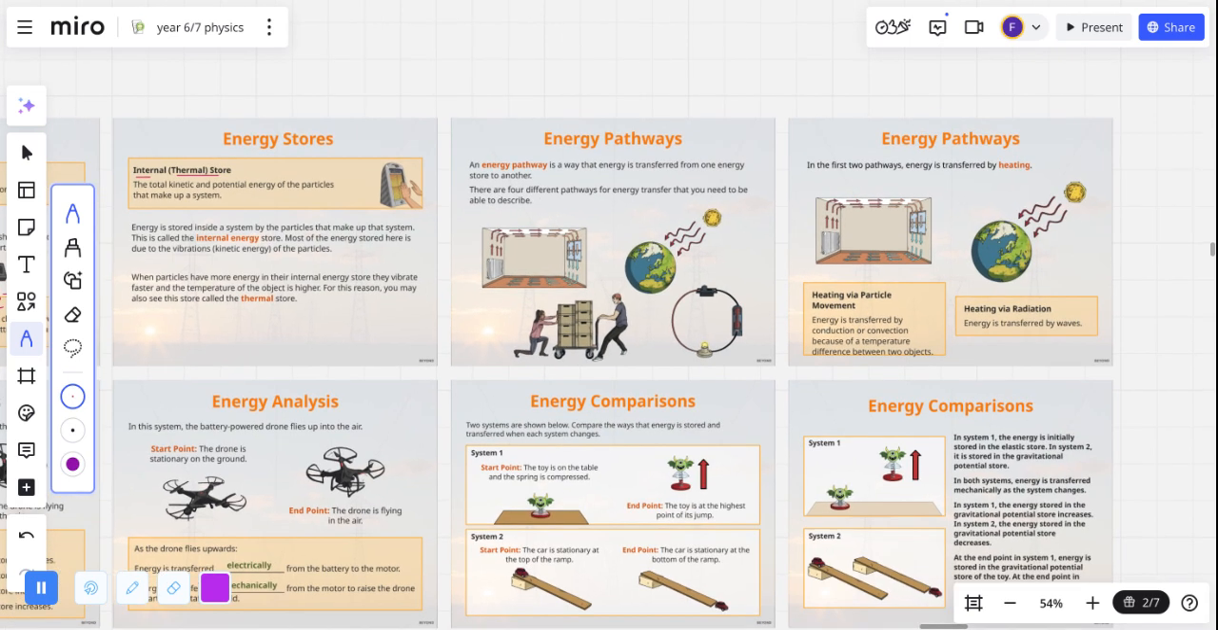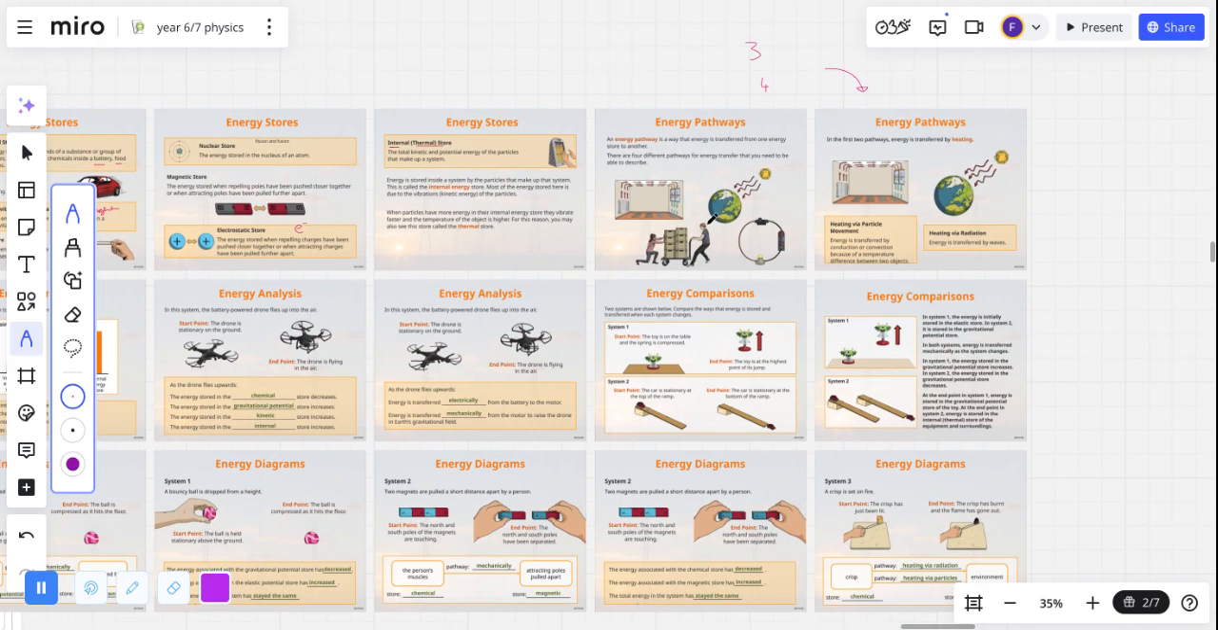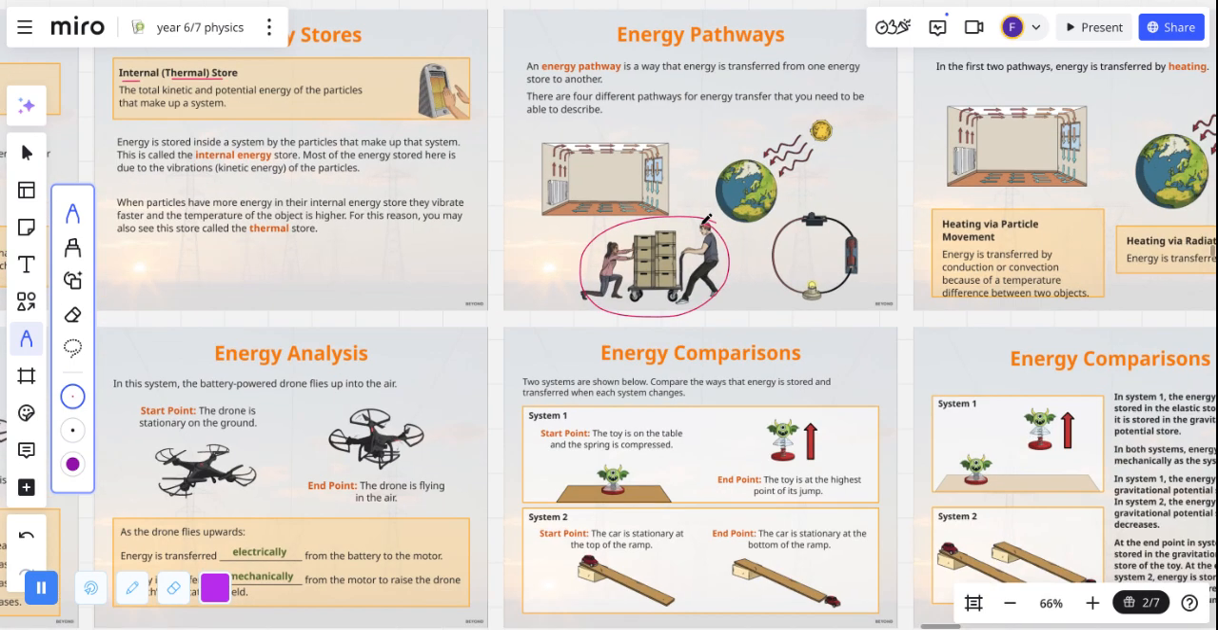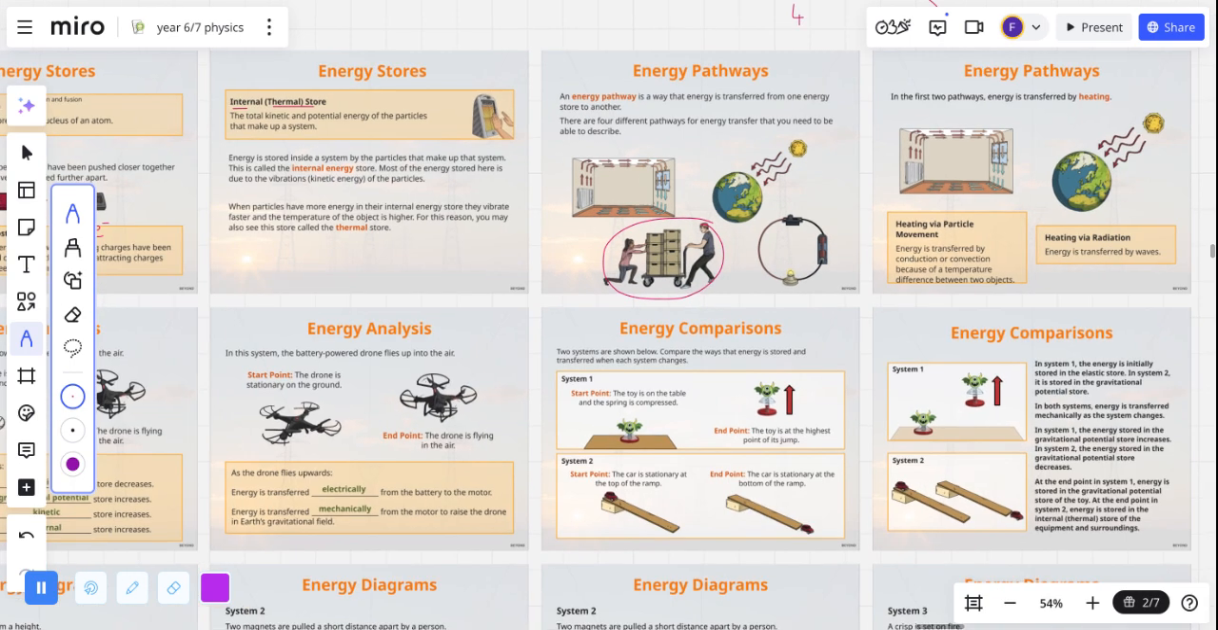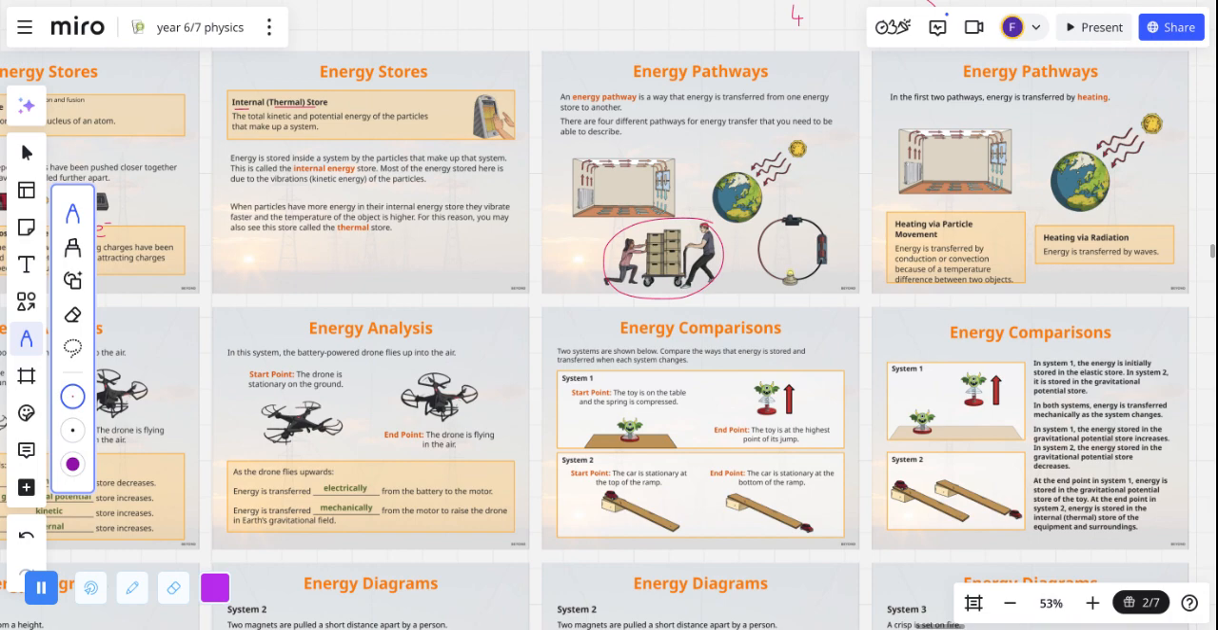You can then change one to another. There are three main ones, as I said before, but technically four. I'm going to talk about these first. This is when you pull or push something. This is the mechanical energy transfer pathway.